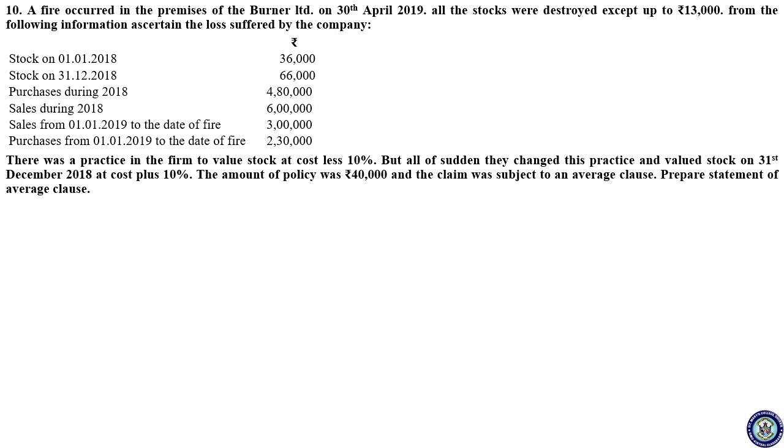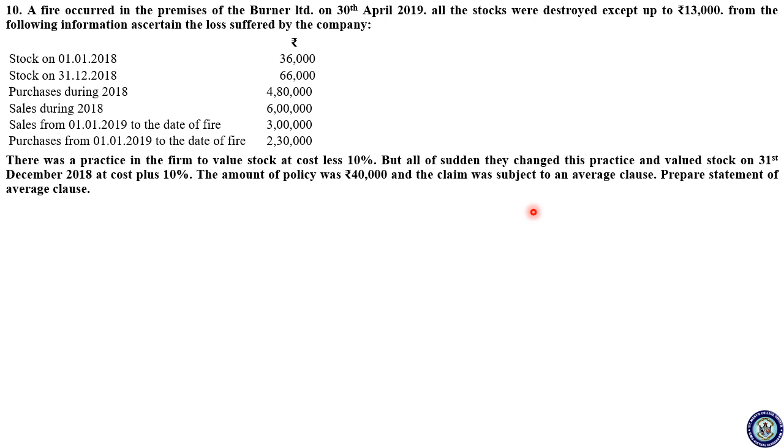So remember one thing: whenever they ask you to calculate the average clause, or if in the problem they mention the policy amount, then you have to work the problem on the basis of the average clause method, okay? Or they will give the instruction that there is an average clause. In this problem they gave it as the claim was subject to an average clause, okay? So either they will give the sentence, or if they give the policy amount, then you have to apply the average clause method, okay? So that is the last step.